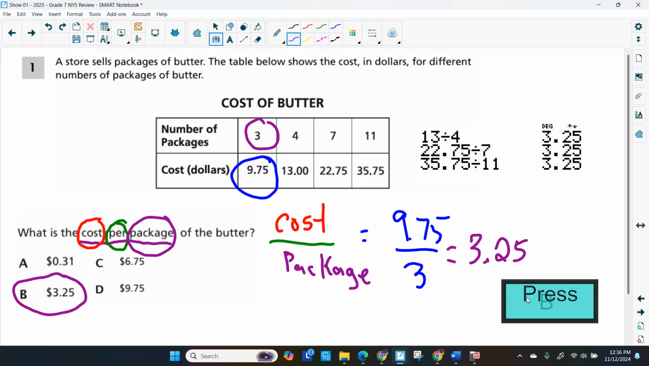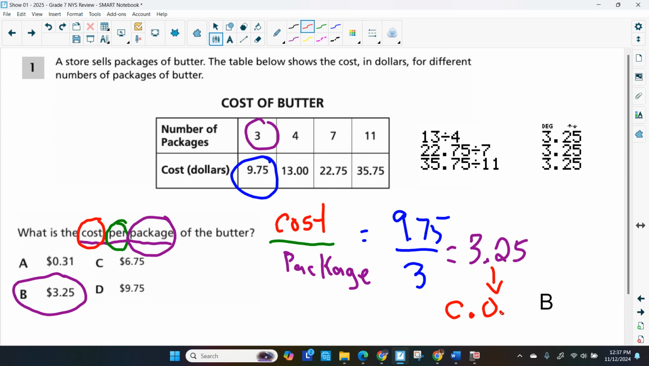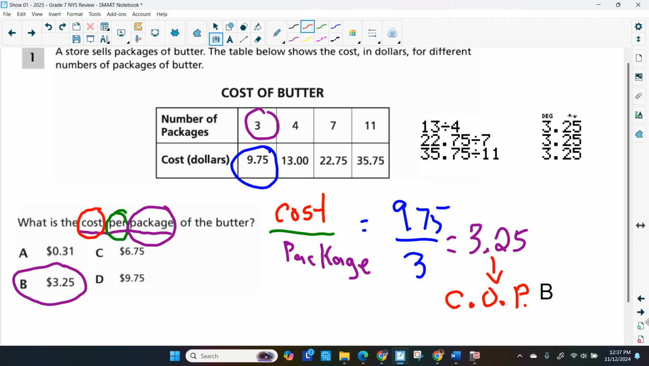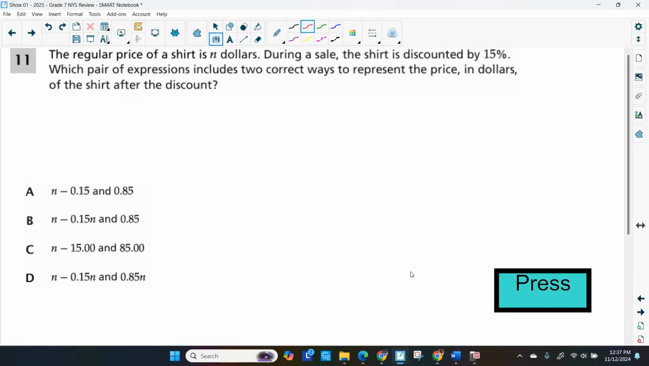Let's press this, and there it is. Choice B. I want you to know something about the cost of one pack of butter, and that is the unit rate. In 7th grade, we call it the COP, or constant of proportionality. So if you don't remember constant of proportionality, no problem. It's unit rate, the cost of one unit. All right, that was a good problem. All right, let's keep moving on.